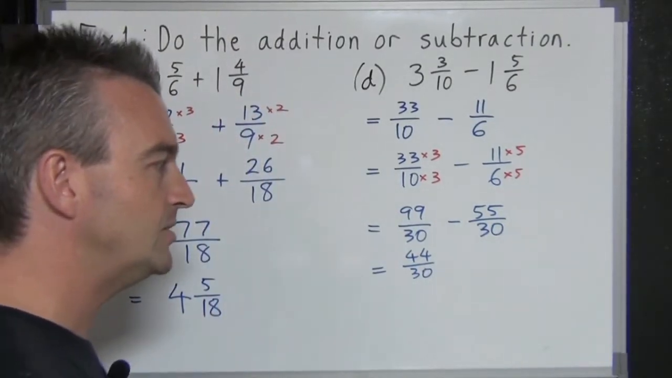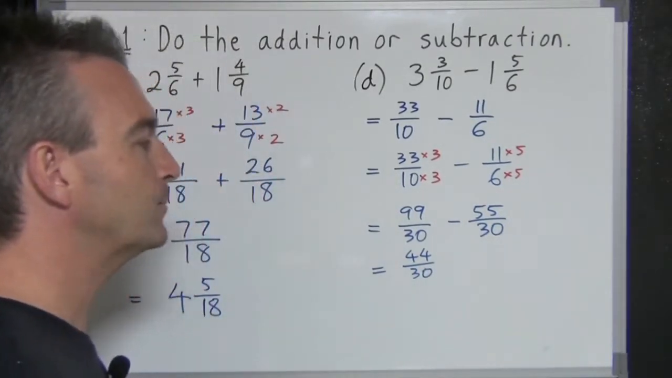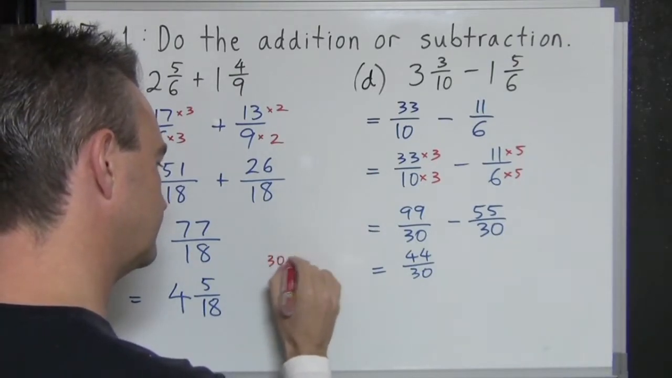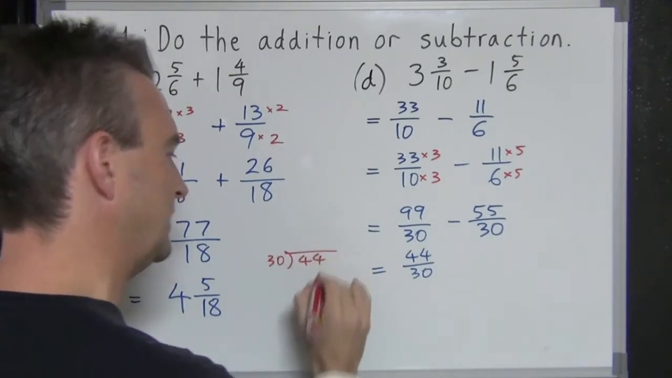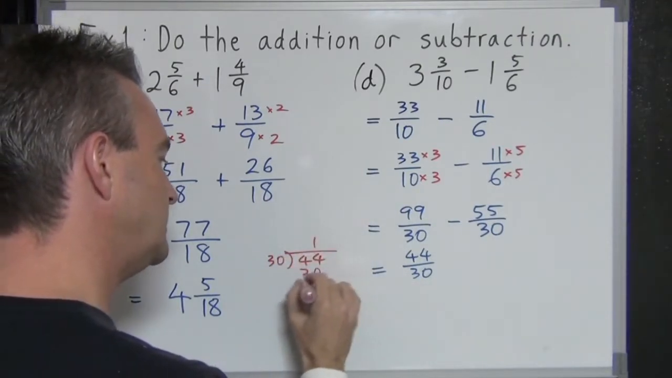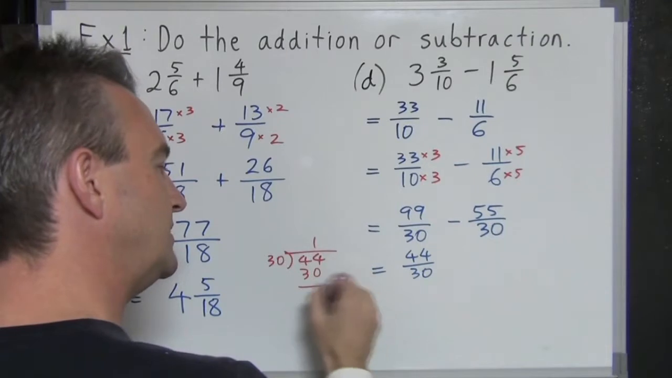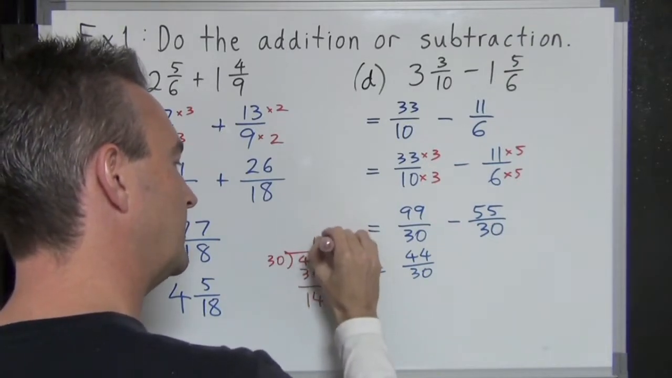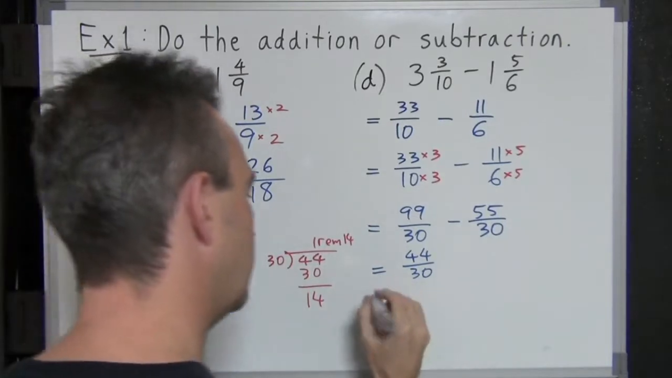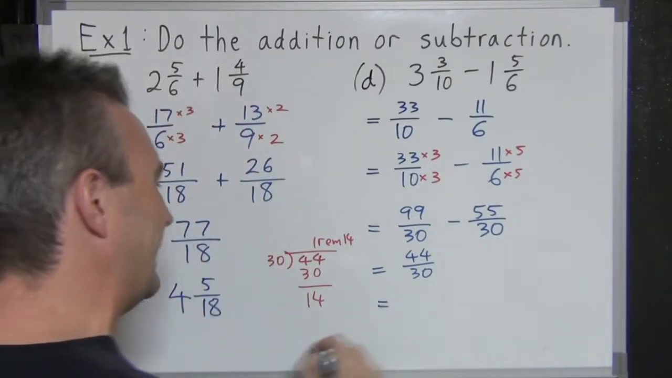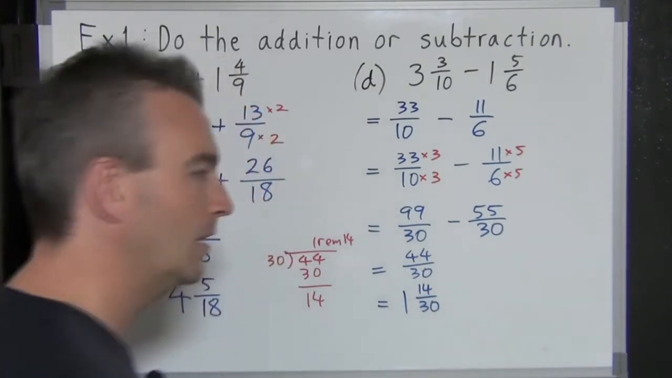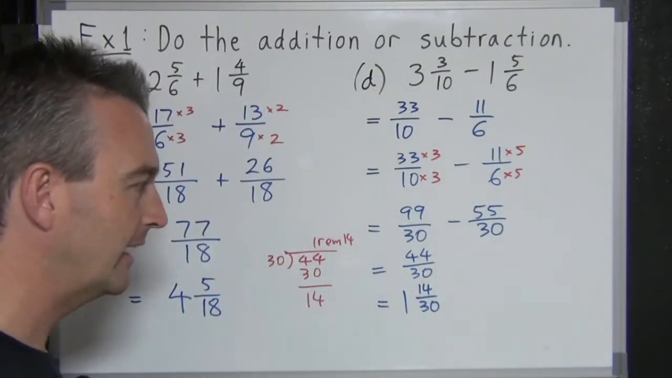Let's do that division. So we now have a mixed number, 44 divided by 30. That's pretty easy. That's just once. 1 times 30 is 30. 44 minus 30 is 14, so we've got a remainder of 14. Answer is going to be 1 and 14 over 30.